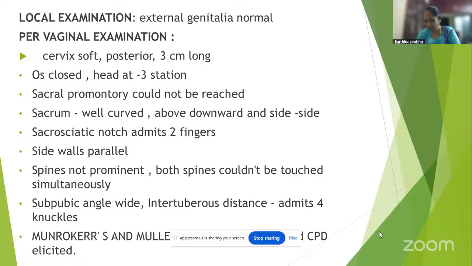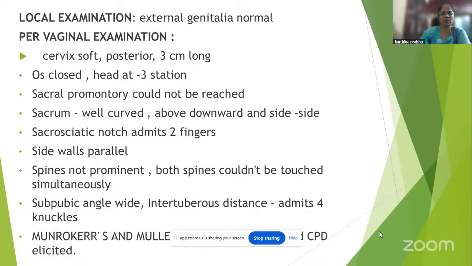So what should be the normal subpubic angle? More than 90 degrees. So indirectly what do we tell? Will you measure the angle or do something else? Ma'am, we insert two fingers. If the subpubic arch admits two fingers easily, then it is more than 90 degrees. Then you have to see the intertuberous diameter. It should allow four knuckles, ma'am. Okay, so this you are seeing for the outlet. So inlet, cavity, and outlet.